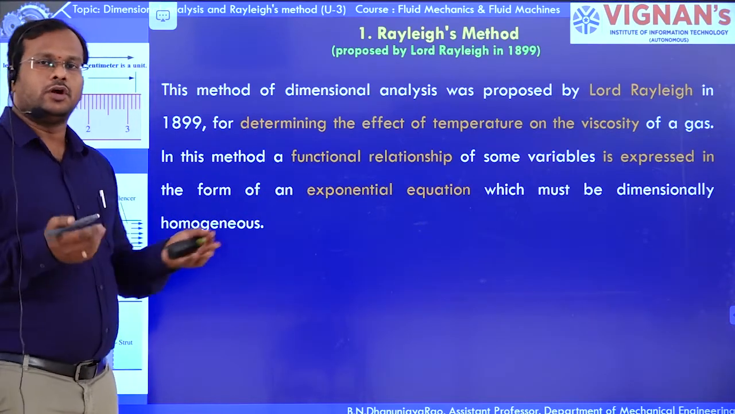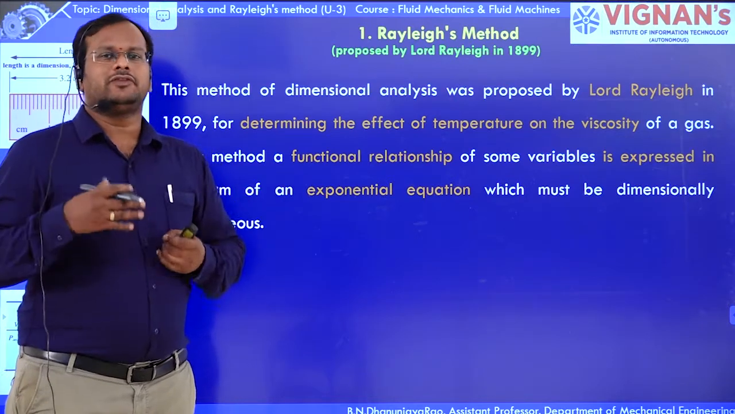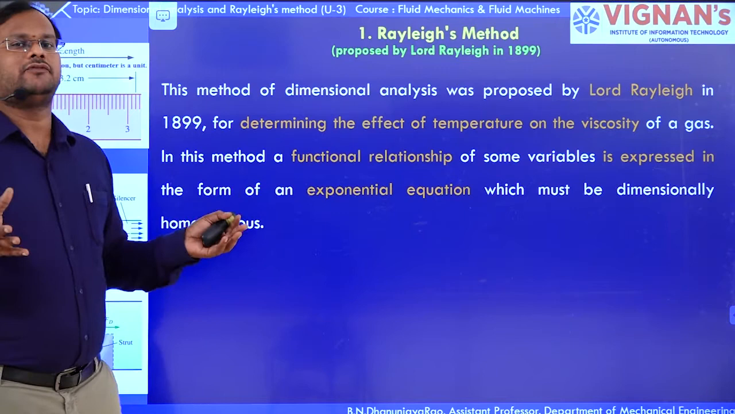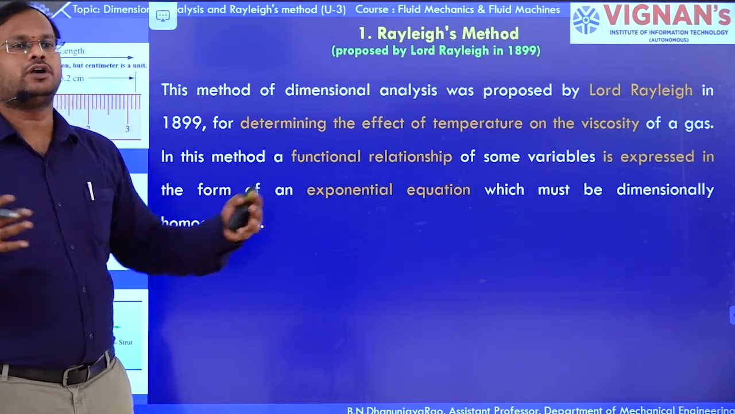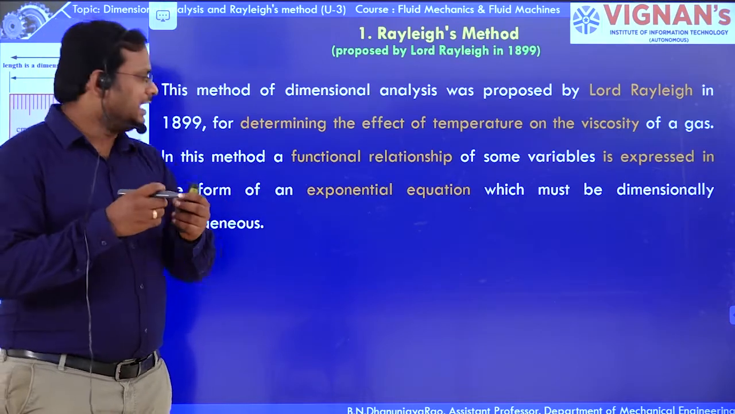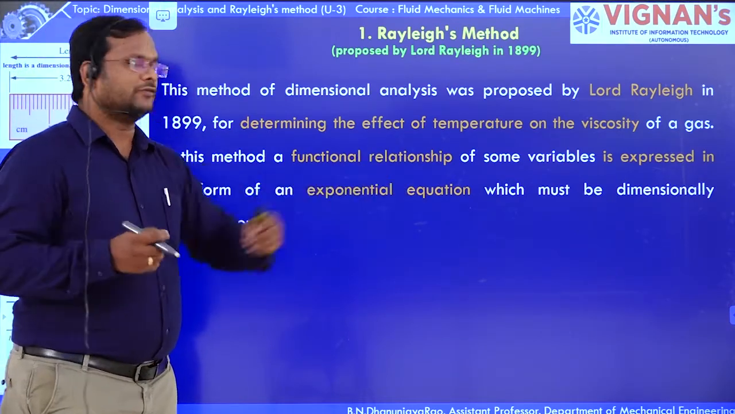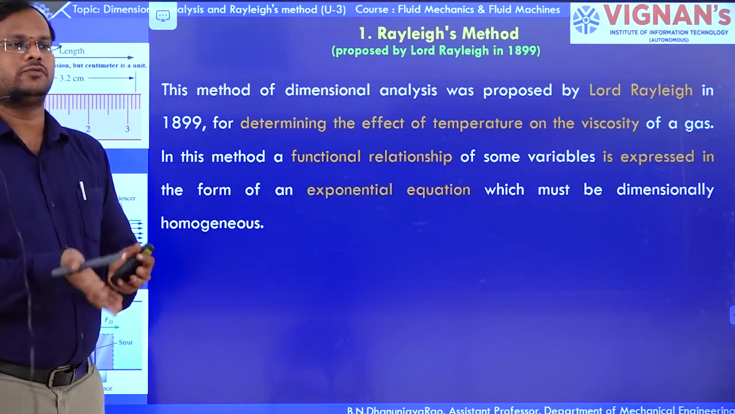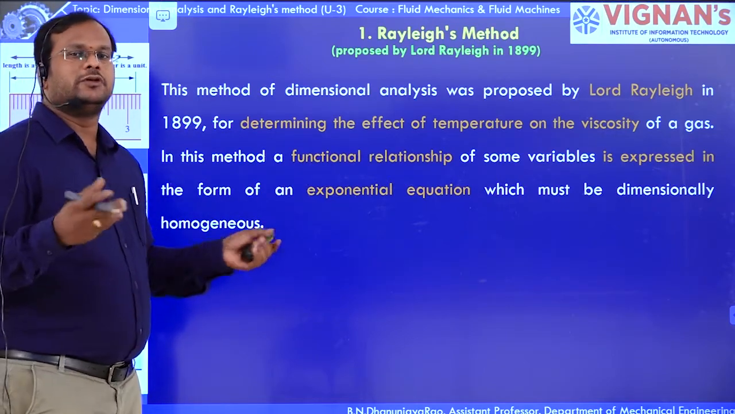Initially he found the variables involved in the particular phenomenon. Then he formed a functional relationship among those variables. Then he wrote the functional variables in concise form as an exponential equation, so that he could come to know whether that equation suits that particular phenomenon or not.